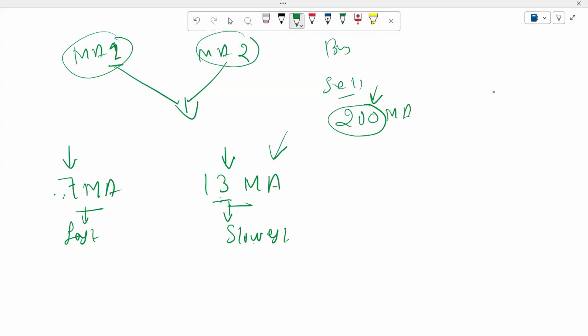Okay, so this will be the very slow one. This will be the fast and this will be the slow. I will simply say if the 7 moving average is crossing above 13, this will be my buy point. If the 7 moving average is crossing below 13, this will now be a sell point.